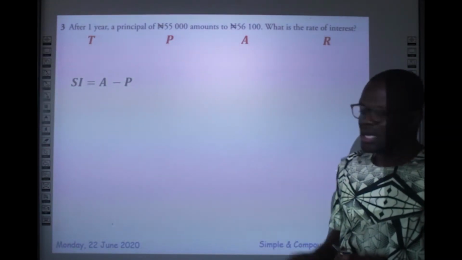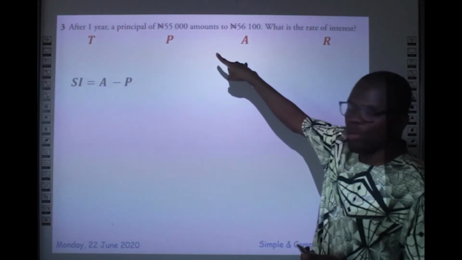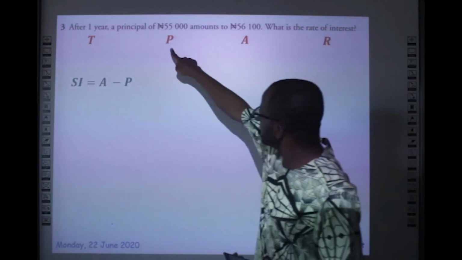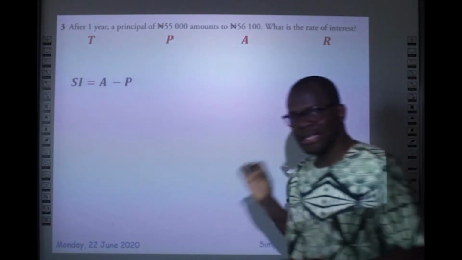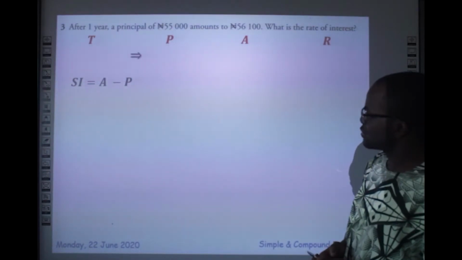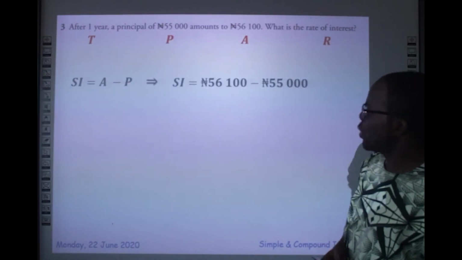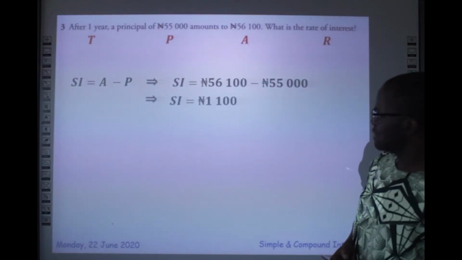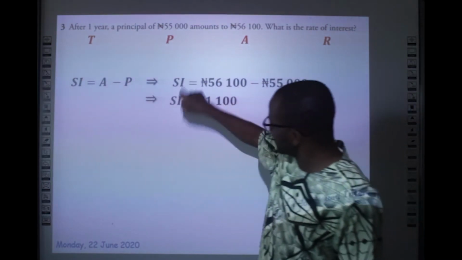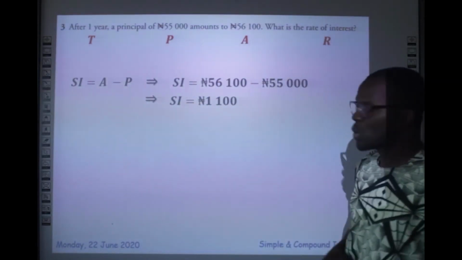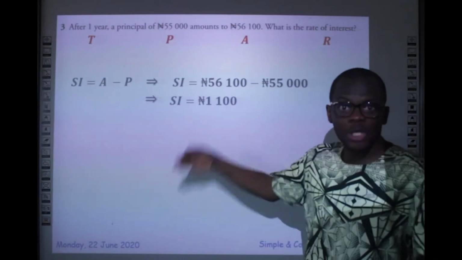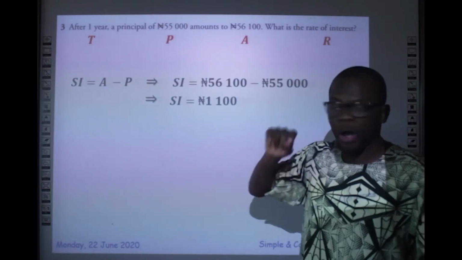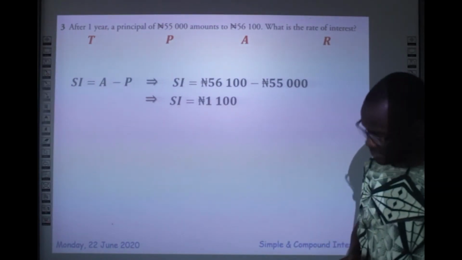Now in this case, we can calculate the simple interest given the principal and the amount. You subtract the principal from the amount to get the simple interest. So in this case, the simple interest will be 56,100 minus 55,000, and that gives you 1,100. So the simple interest in this case is 1,100. So we already have a value for the simple interest. The simple interest is not what we're looking for, all right? Rather, we're looking for the rate.